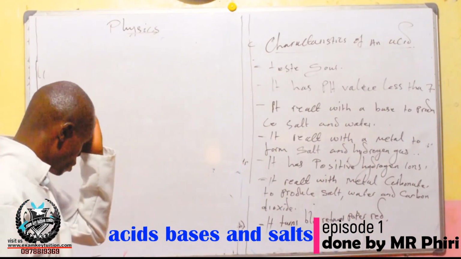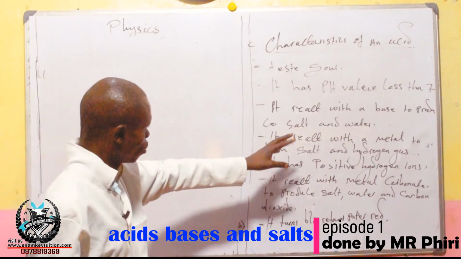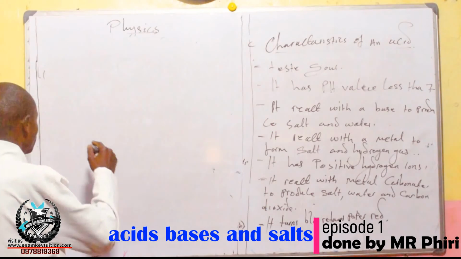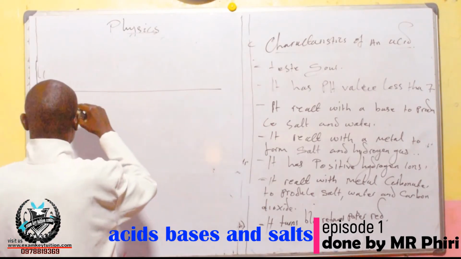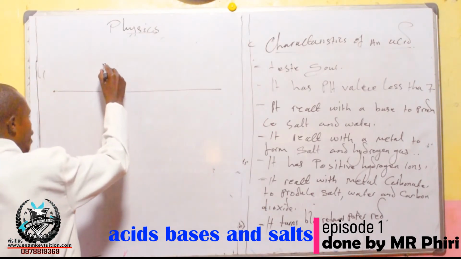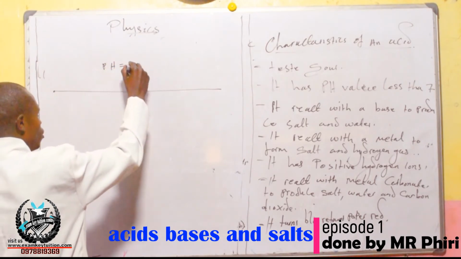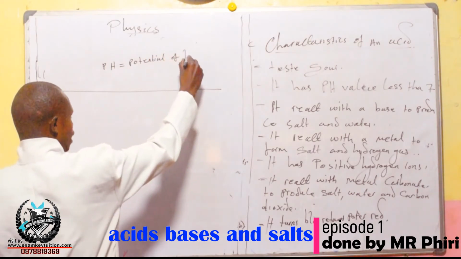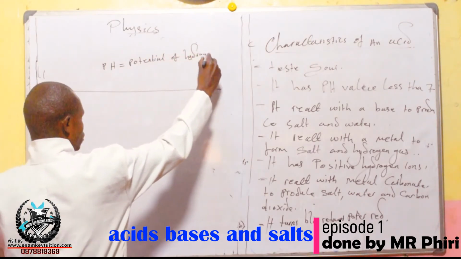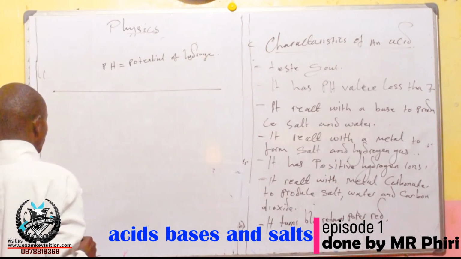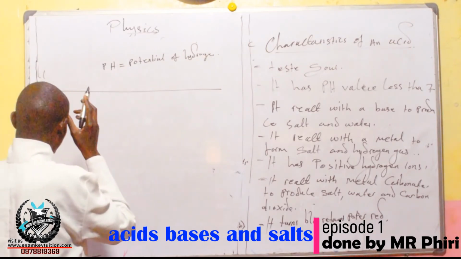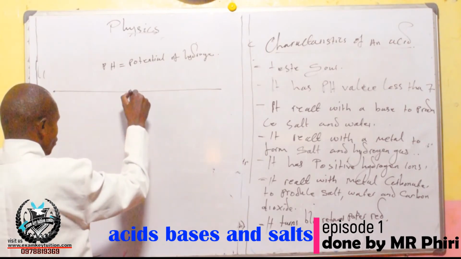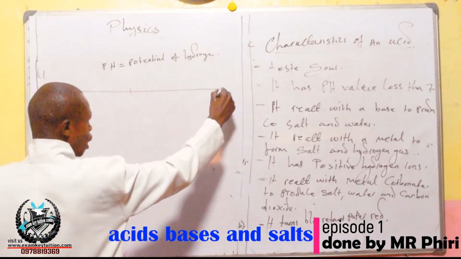Okay, so let me also try to speak something to do with the pH scale. pH stands for potential of hydrogen. Since it is the one that determines whether something is acidic or basic, it runs from 0 up to 14.